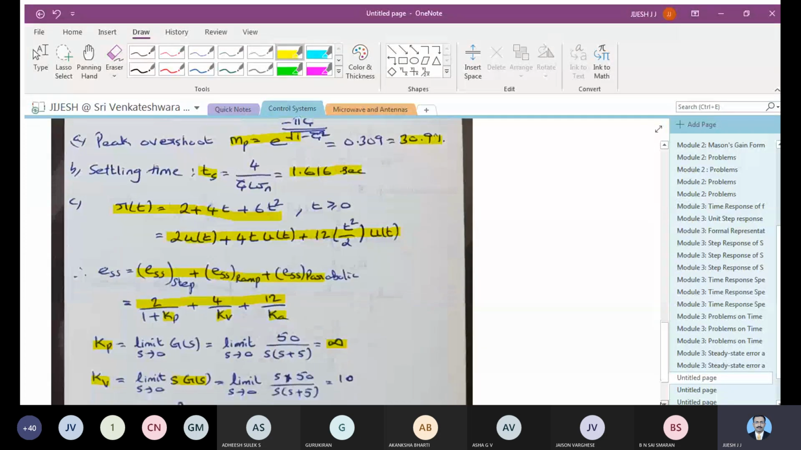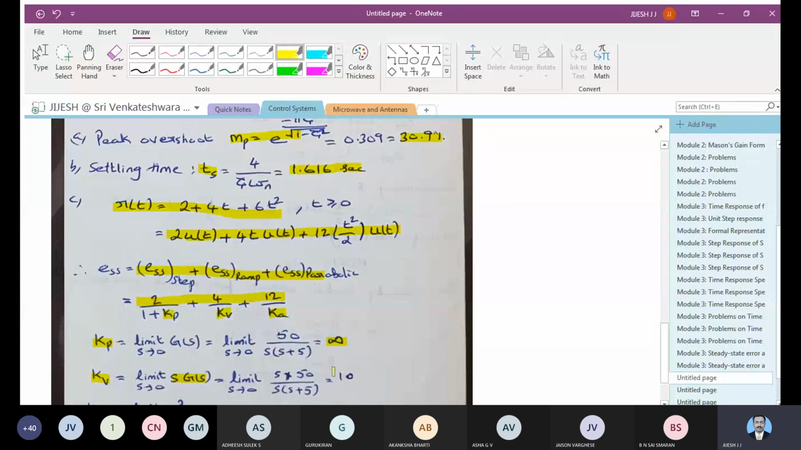It is s tends to 0, it is not s equal to 0. So the difference is there. S tends to 0 means it is very close to 0. So what is the next one? The next one is Ka. So what is the equation for Ka? Ka can be written as s square g of s. So we are writing for Ka as s square g of s.